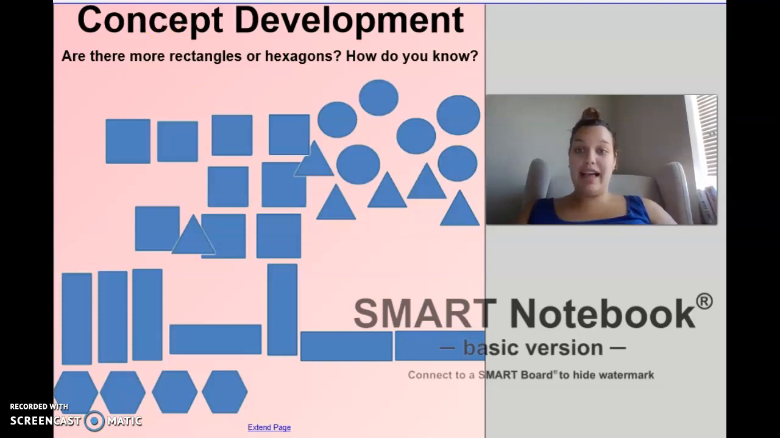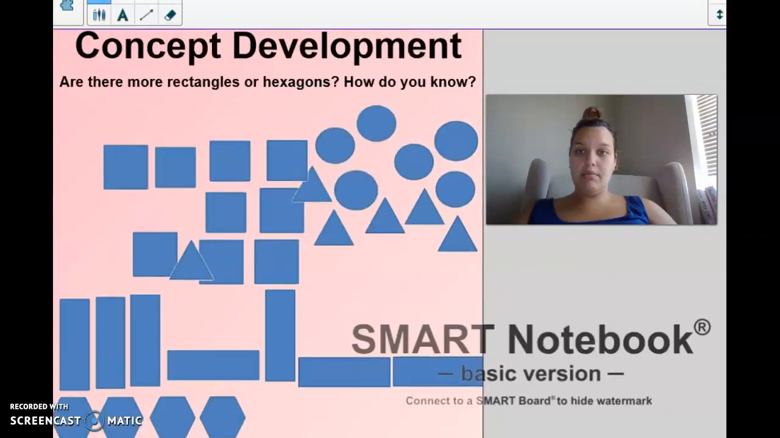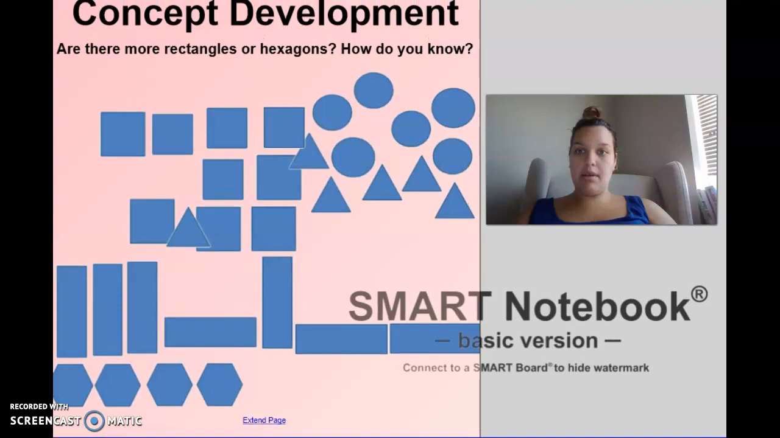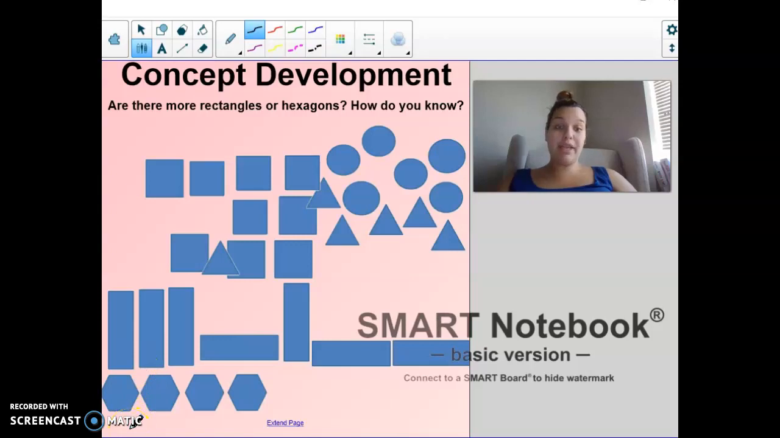We could draw a line. Awesome. Just going to grab a marker here. Okay, so we're going to draw a line from each hexagon to each rectangle. Here we go.